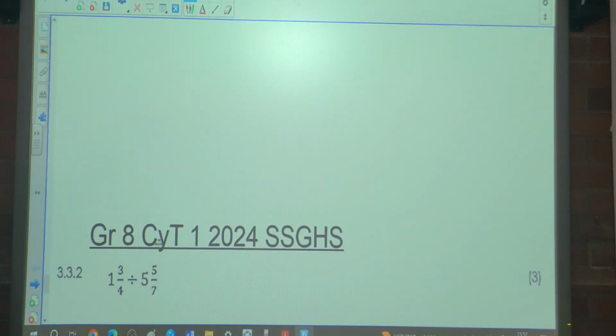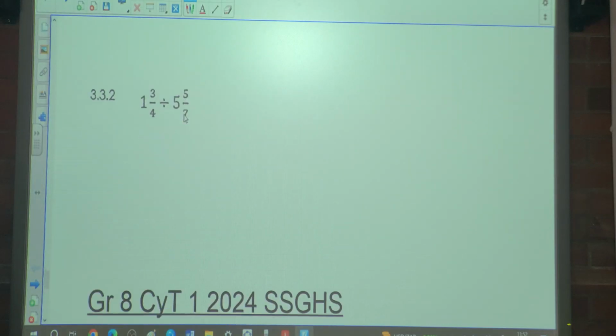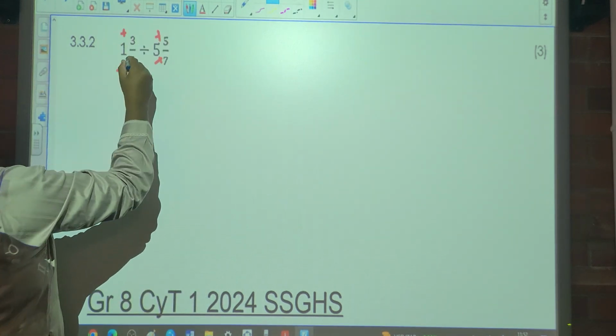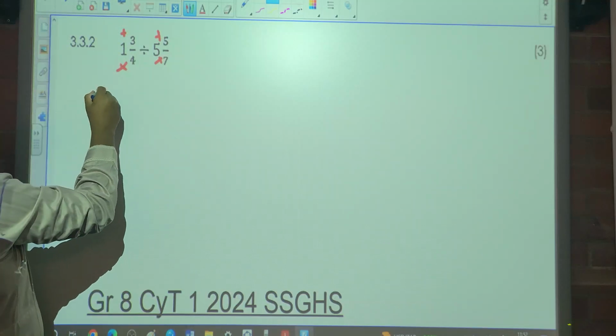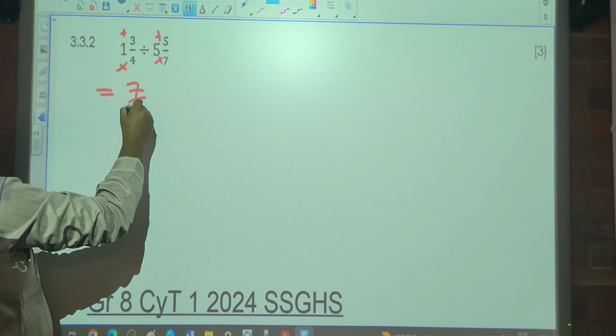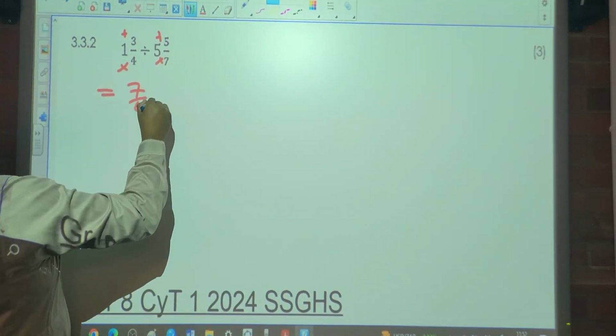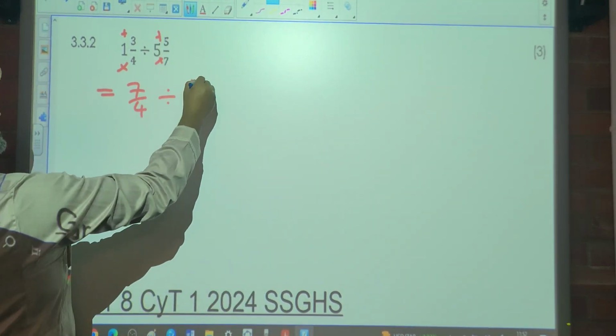Let's look at the next one. People, do we divide manually? No. So we must change that to multiplication, not so? So what do we have to do first? Change to improper fraction. So 4 times 1 is? 4 plus 3 is? 7/4. 7/4 divided by 40/7.